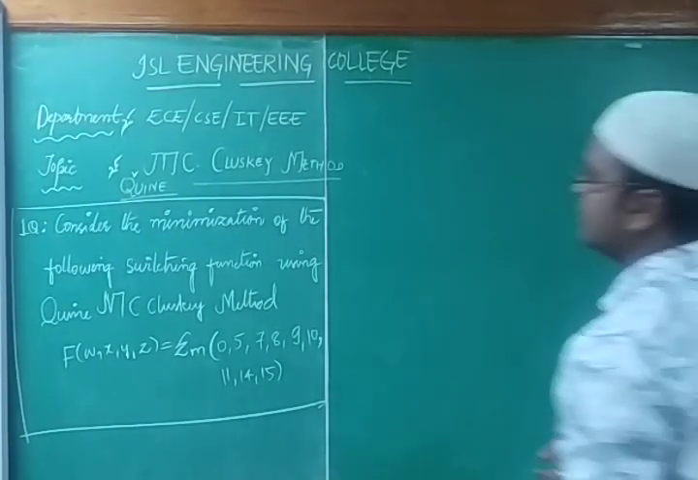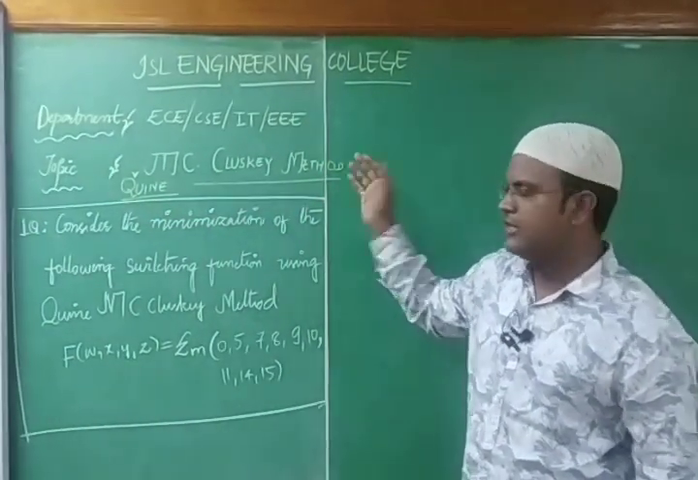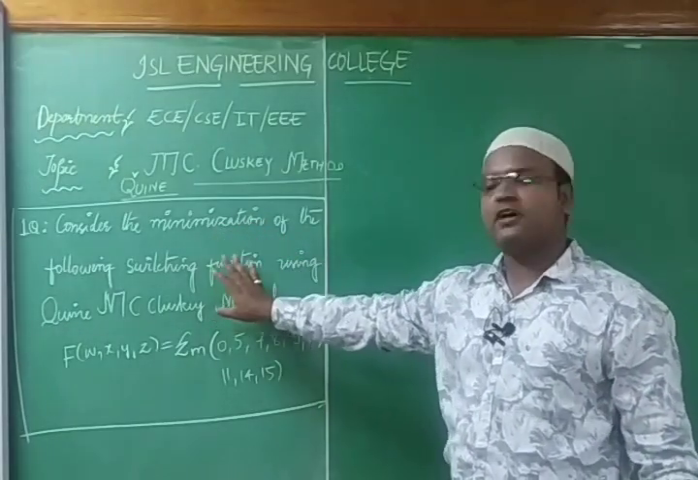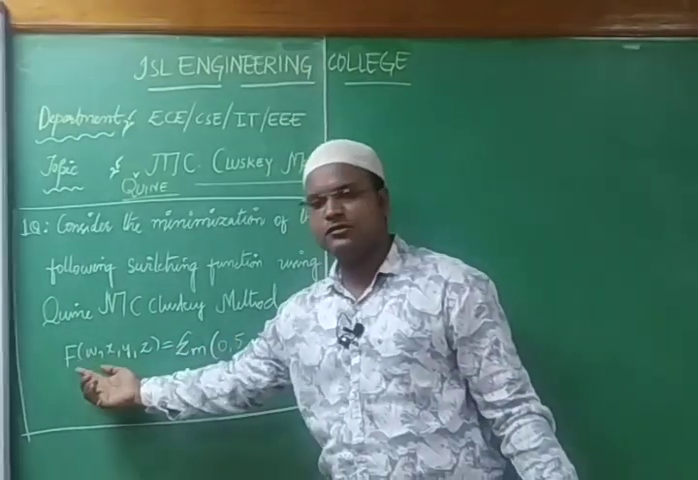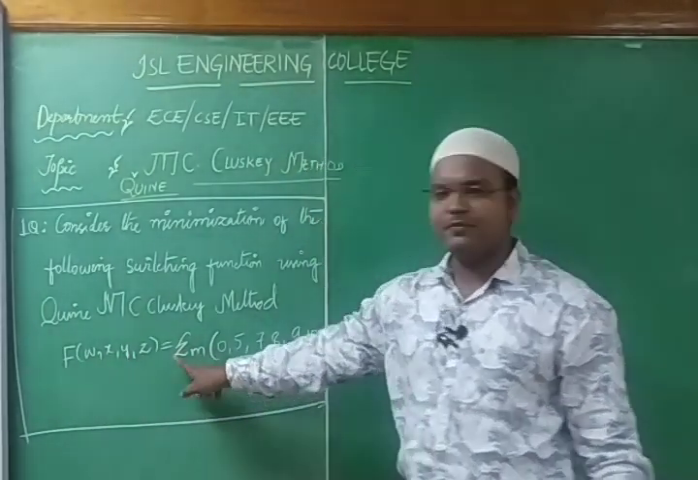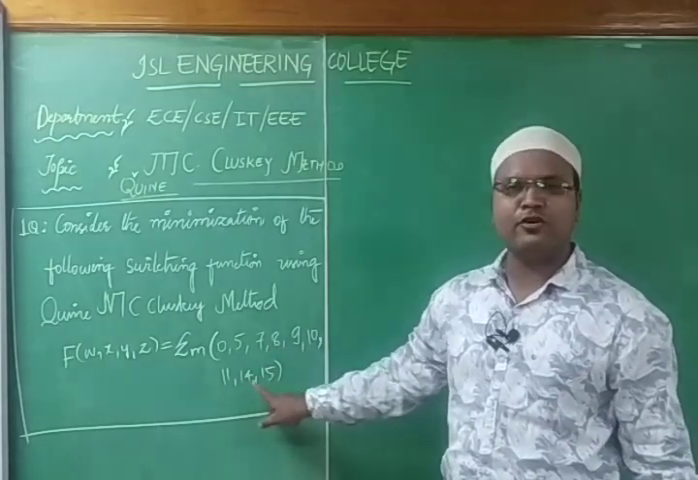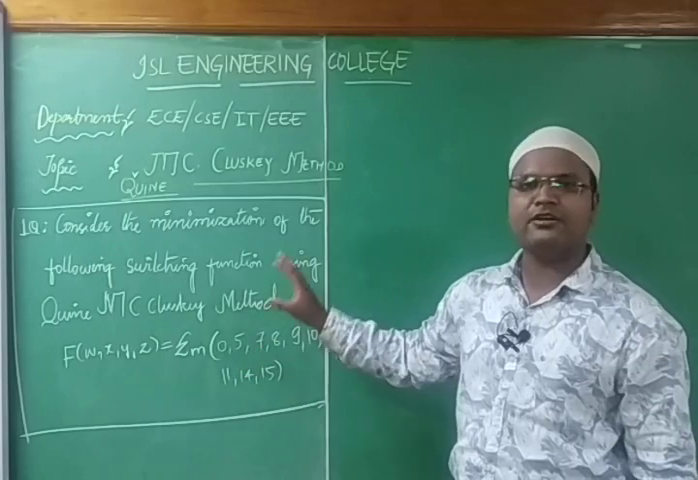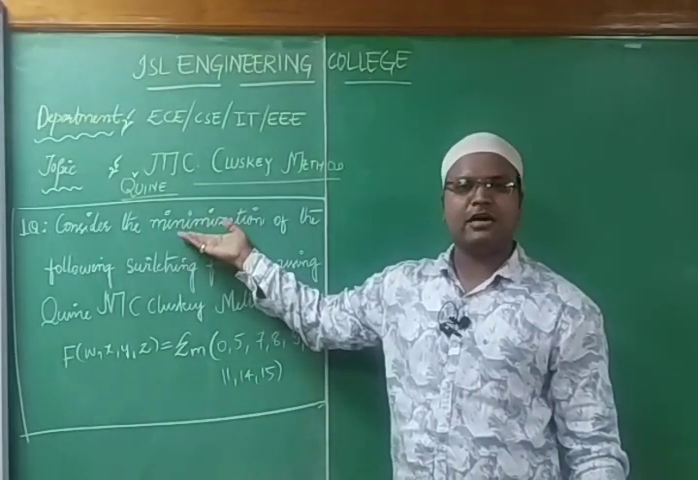What is the given question in this? They gave a question on the Quine-McCluskey method, that is our topic for discussion. In that they gave a function to minimize: f of w, x, y, z is equal to summation m of 0, 5, 7, 8, 9, 10, 11, 14 and 15. These are the minterms they gave. They asked us to minimize this function by applying the tabular method.